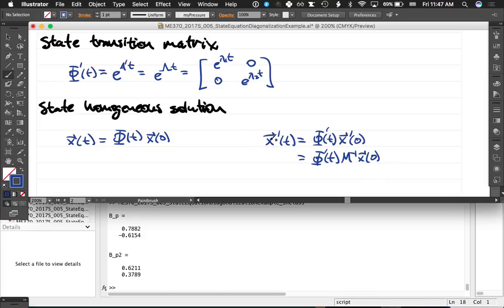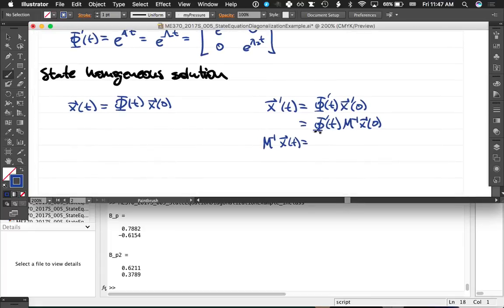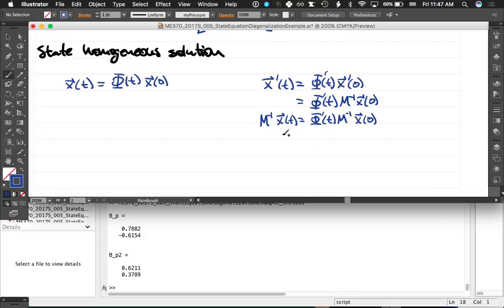We could do that to find x prime, and we could find a solution for it, and that's great. But we actually care about x, right? And x prime is M inverse x. So I just changed the left-hand side of the equation, and I'll rewrite the right-hand side: phi prime of t times M inverse x of 0. And now I just need to solve for x of t, right? So multiply both sides by M. I did this in the other lecture in general, so we don't have to do this every time, but it's kind of fun.